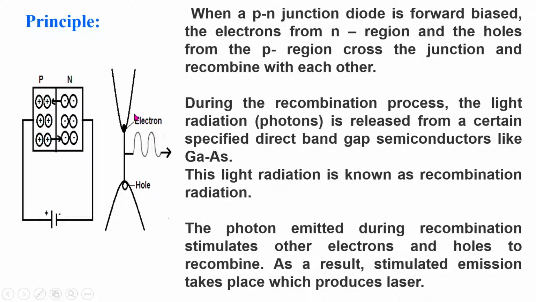The photons emitted during the recombination stimulate the other electrons and the holes to recombine, and as a result the stimulated emission takes place, which produces the laser.